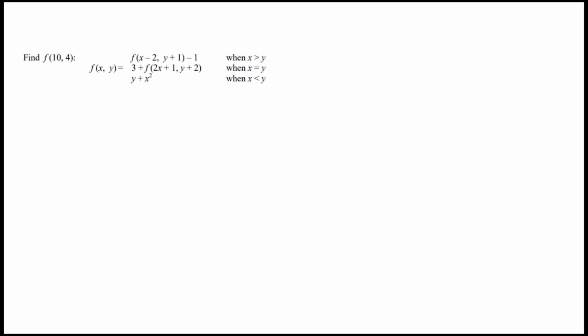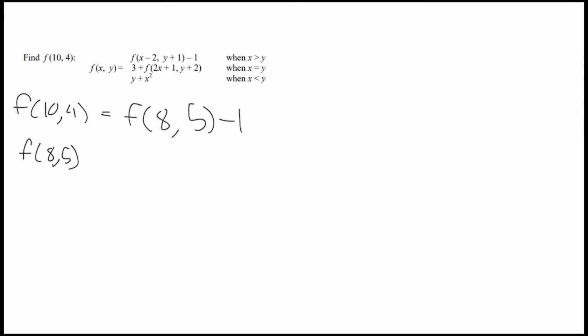So here, let's try and solve f of 10, 4. Well, in this case, x is clearly greater than y, so we'll need to use this first condition. And this gives us f of 8, 5, minus 1. Okay, and then from here, well, x is still greater than y, so we need to evaluate f of 8, 5. And that will yield f of 6, 6, minus 1.